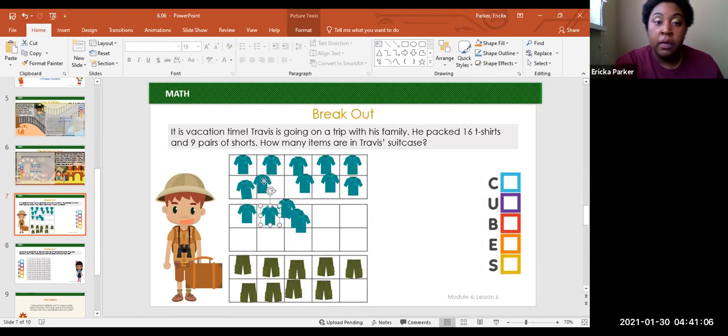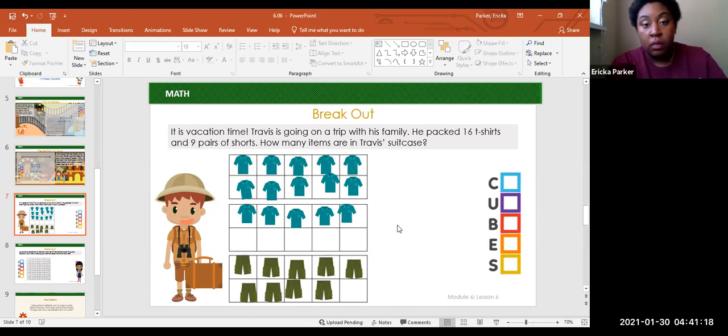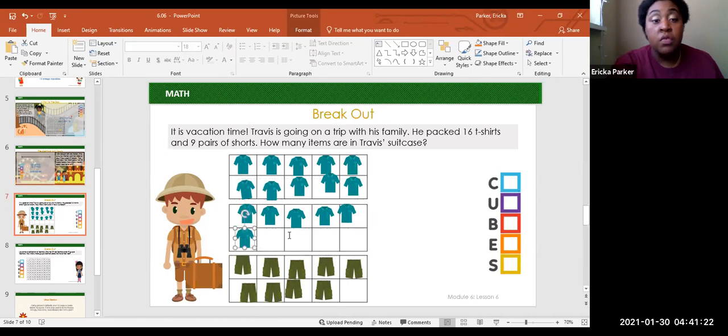And the other one. So, okay. So we know that this is 10. This 10 is filled. How many more shirts do we need? 1. Okay. If you thought 1, you are correct.